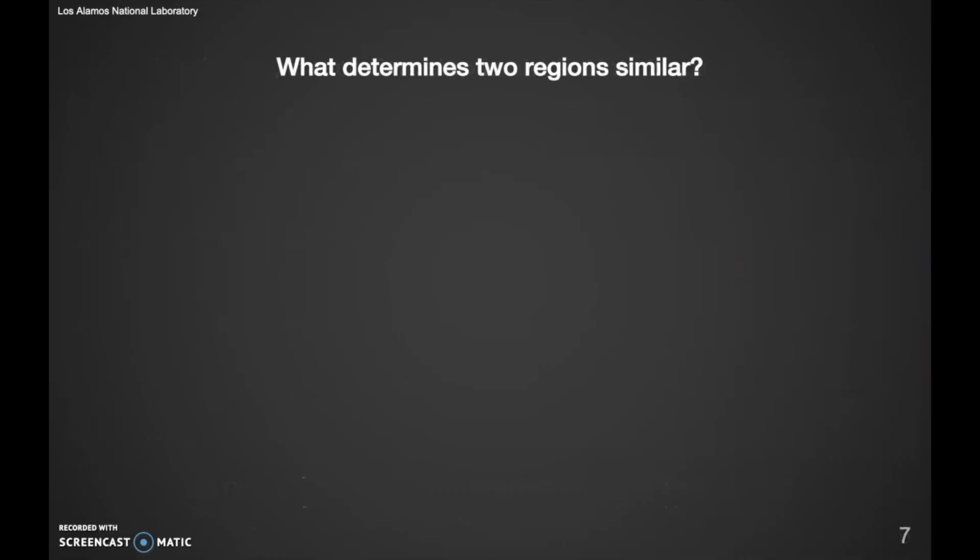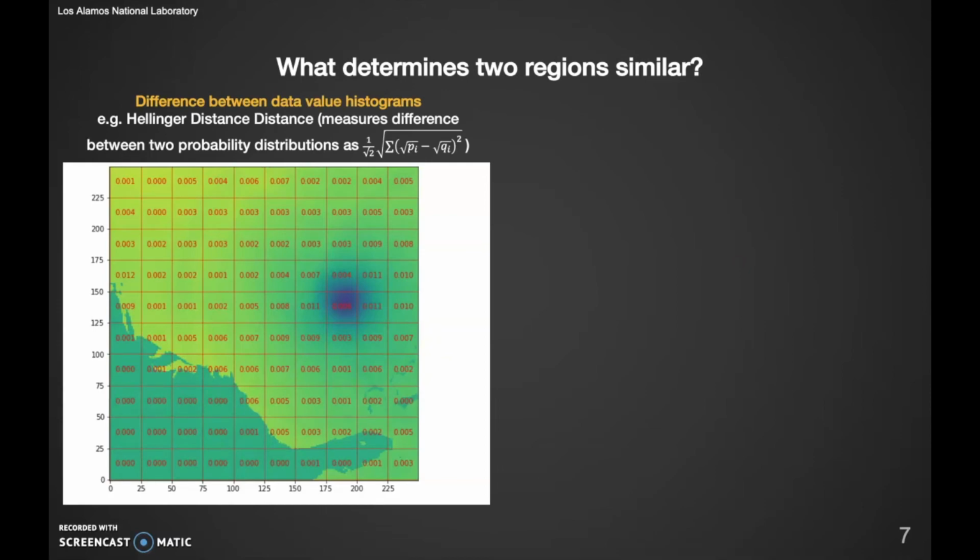So now our question becomes, what determines two regions as similar? One way is to look at the distance between the data value histograms. In this example, I'm using Hellinger distance to quantify the difference between value histograms of corresponding blocks from the two time steps we were analyzing. Here, wherever there is a 0, the data value distributions of corresponding blocks are identical. Since the data values have not changed, the samples for this block will be reused from the reference frame.